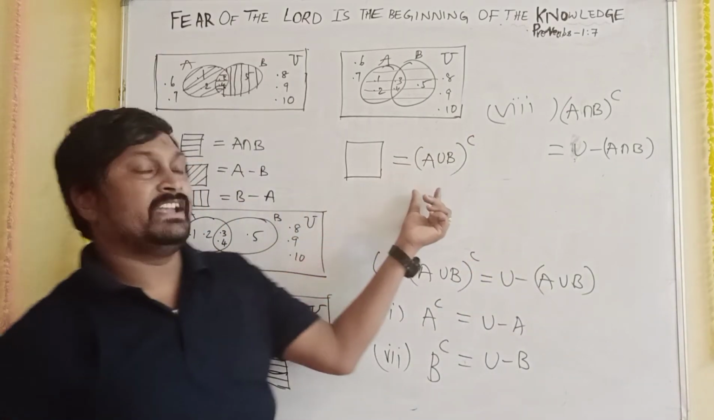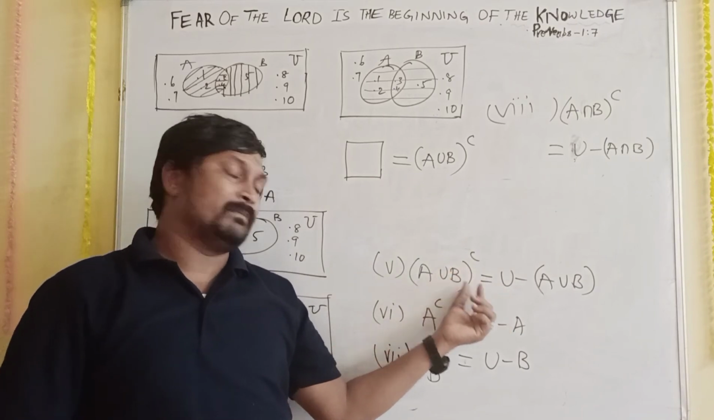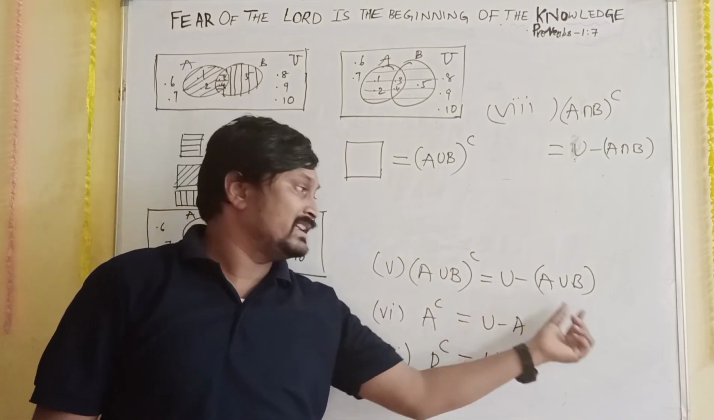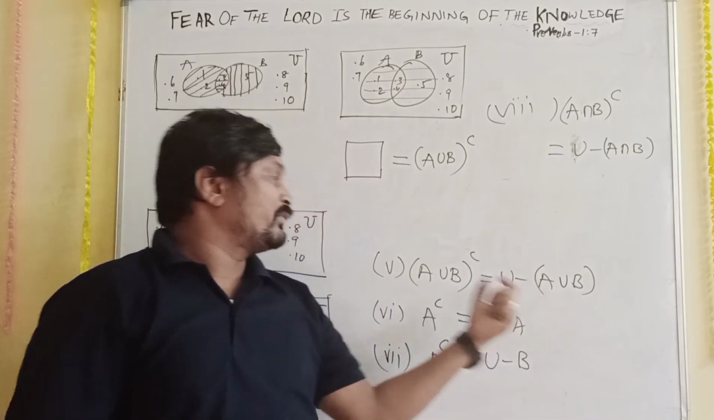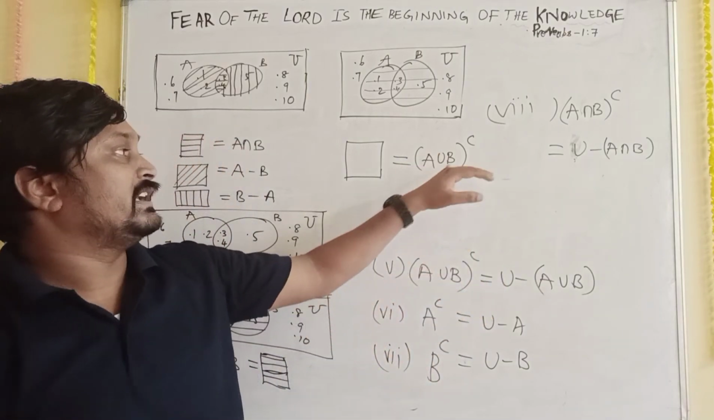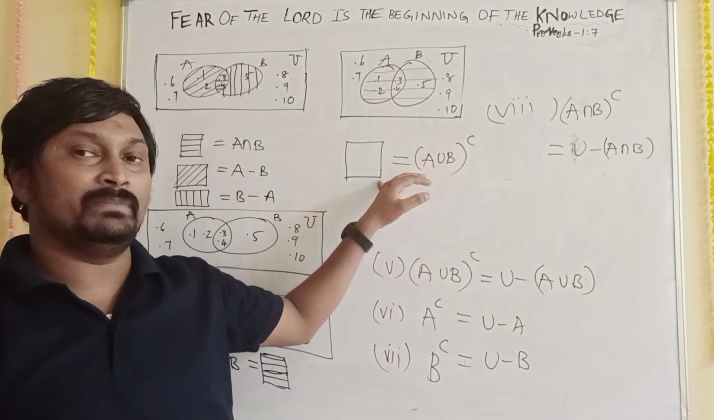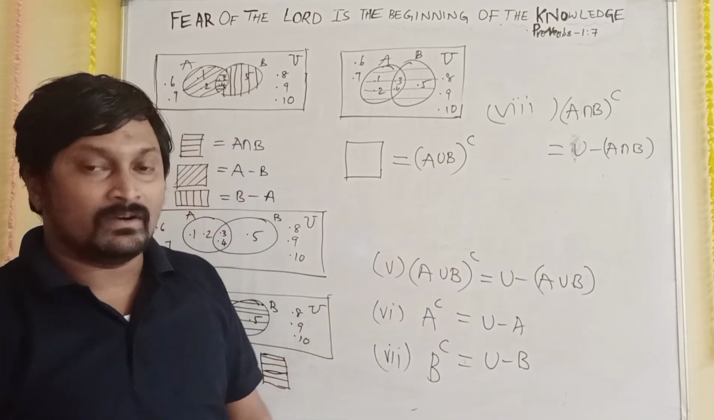So how do we find A union B whole complement, understood? If they say A union B whole complement, we can write universal set minus A union B. A union B is completely removed from the universal set, then you will get A union B complement. That's the reason A union B complement is equal to empty. Clear? So now we'll go for A complement and then B complement.